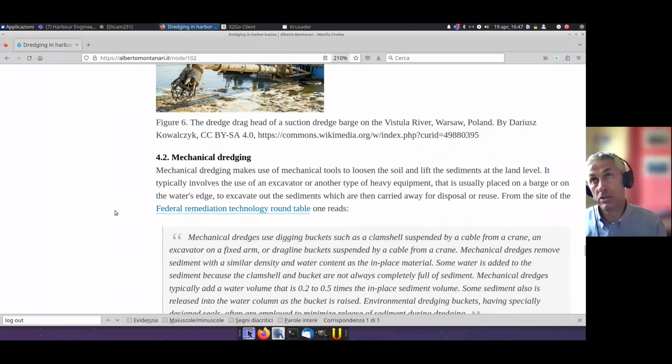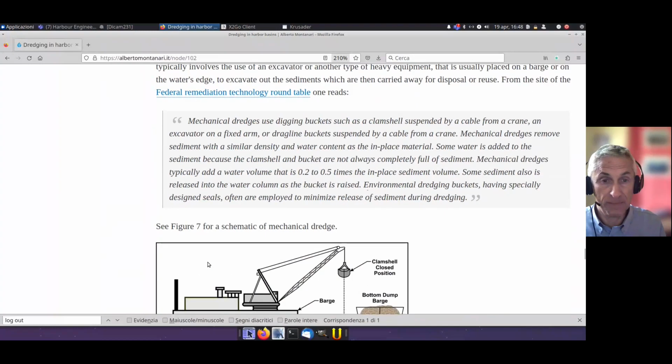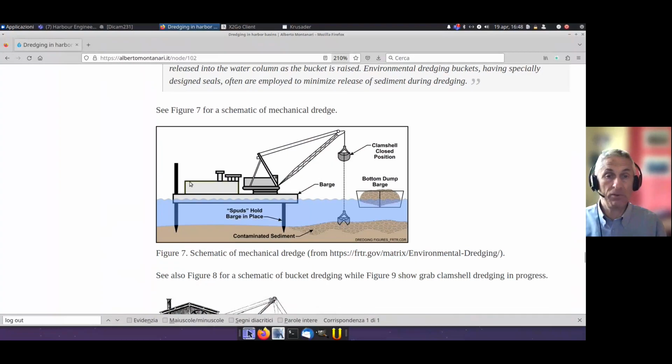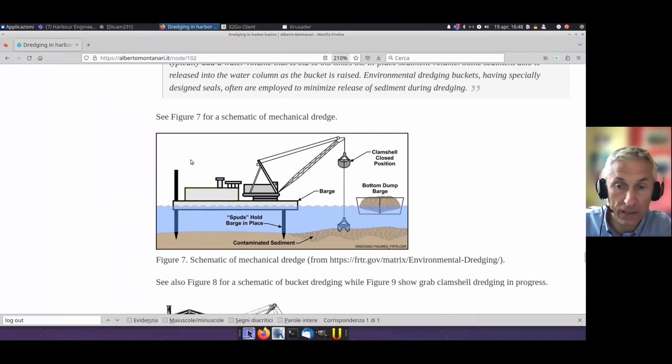Mechanical dredging makes use, as you can understand, of mechanical tools to loosen the soil and lift the sediments at the land level. It typically involves the use of an excavator or another type of heavy equipment that is usually placed over a barge or over the land with a long arm. For instance, it's used for dredging canals. Usually we use an excavator that is placed over the levee with a long arm in order to move the sediments. This is a typical example of a mechanical dredge which is using a clamshell.